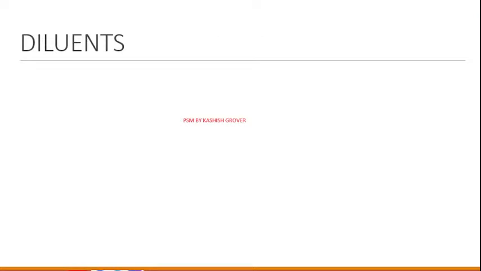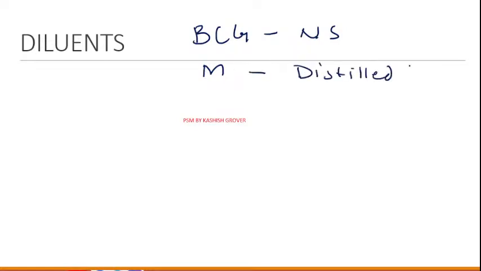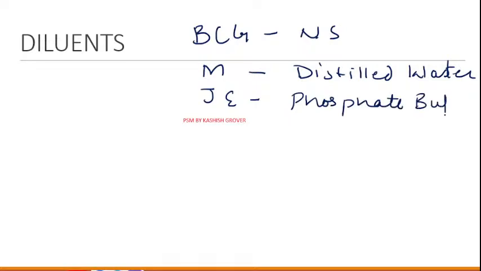Now diluent. There is one point about diluent. Let us quickly recall. For BCG, it is normal saline. For measles, what is the mirror image here in measles? It is W. So distilled water. And what about JE? In JE, it is phosphate buffer. It is phosphate buffer.